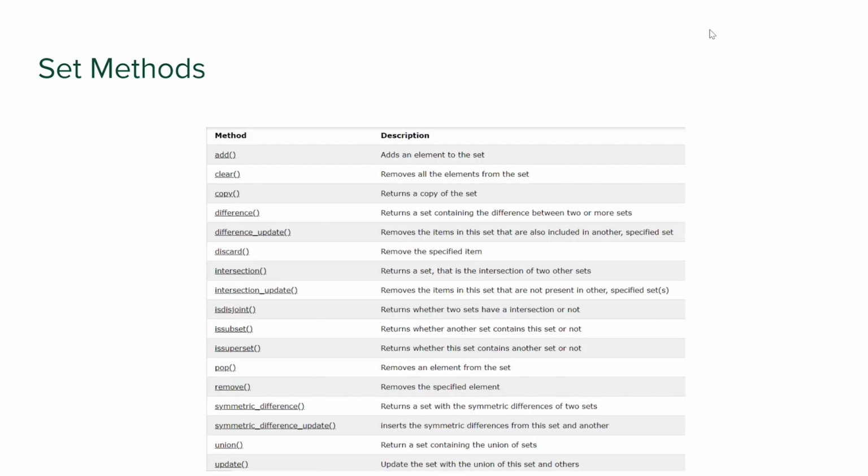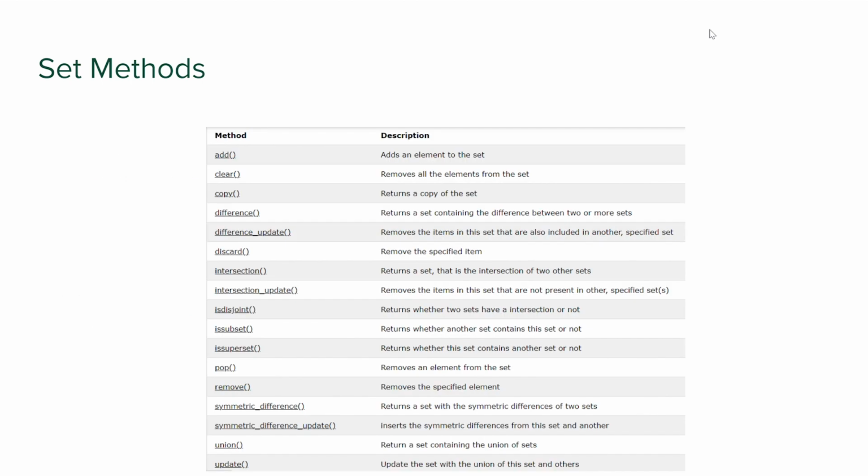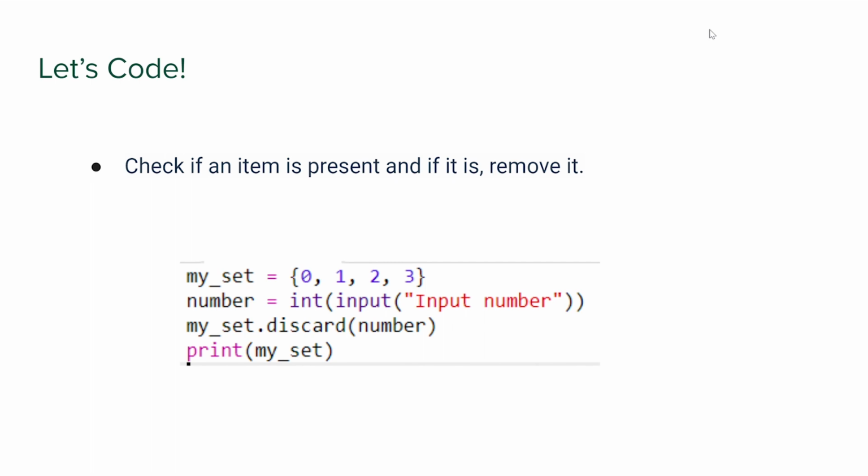Okay, so what's the context of set now? So you can use the add and discard methods. That's code. Check if an item is present, and if it is, then remove it. So here the answer is my set 0, 1, 2, 3. I've just put 4 elements in. Numbers int input a number, so it just inputs the number from the user. It discards that number, and it prints the set. If the input number is 5, then nothing's going to happen because 5 isn't in the set, so it's just discarding a number that doesn't exist in the set. If you input 2, then it will remove that particular element from the set.